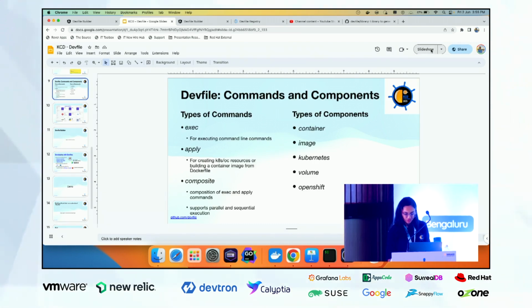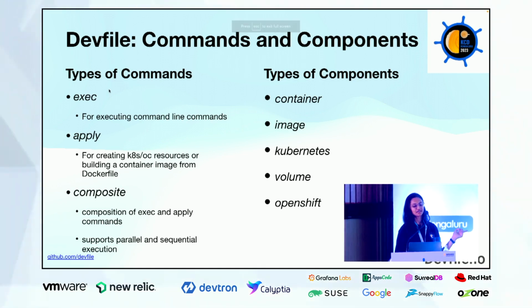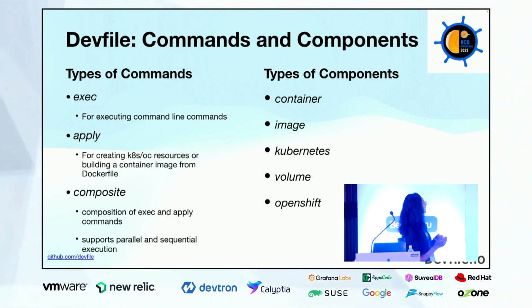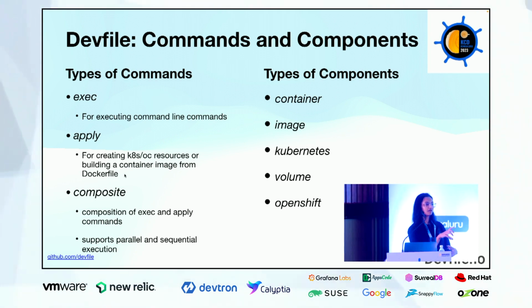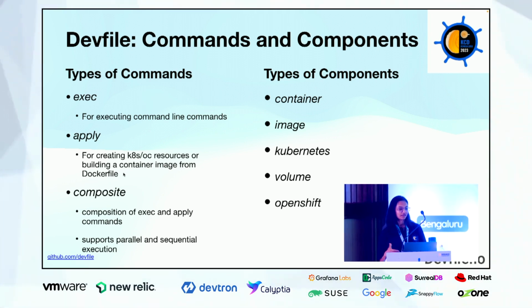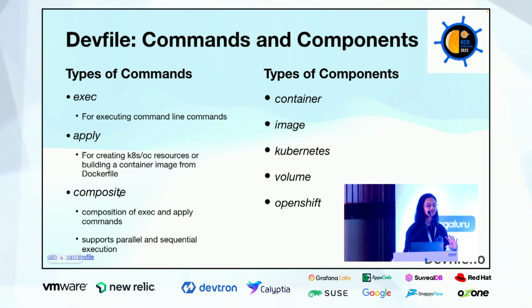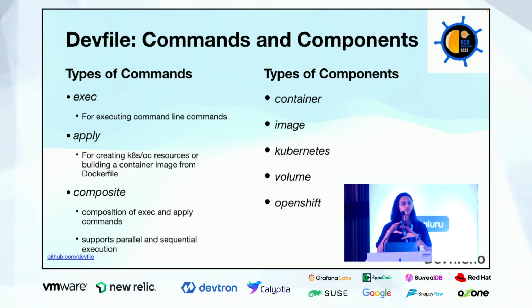Now I'll quickly show you other commands and components that are supported by Devfile. We saw the exec command, which you can use to run your command line commands, but there is also a command called apply. You can define your Kubernetes and OpenShift manifests within the Devfile and use the apply command to apply them. You can also define a Dockerfile, and it will build an image for you. Well, your tool would have to do it, but Devfile can pass on that message to your tool. Then there is also a composite command, which is a composition of both exec and apply commands. You can run this both sequentially or in parallel.